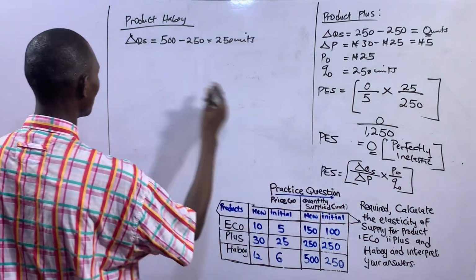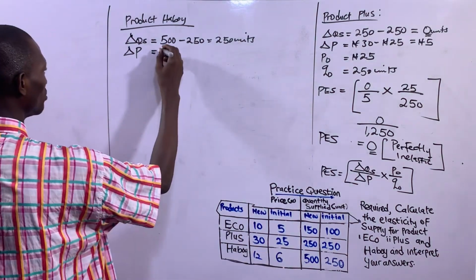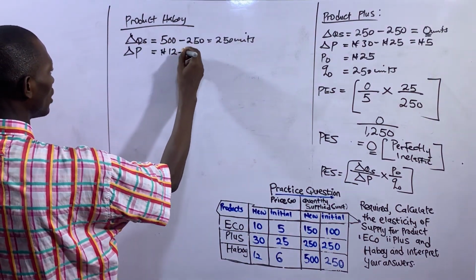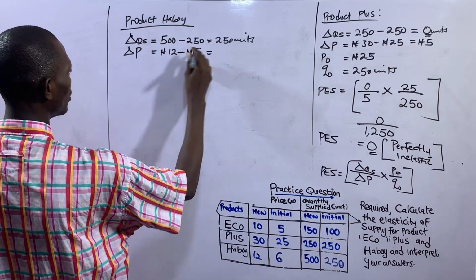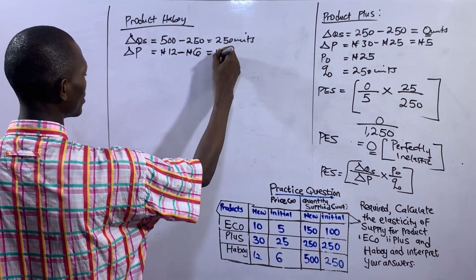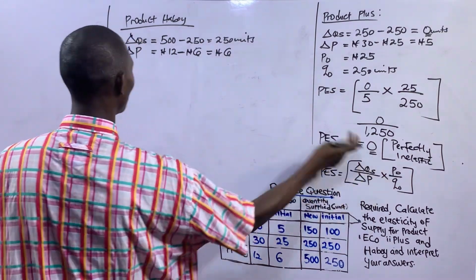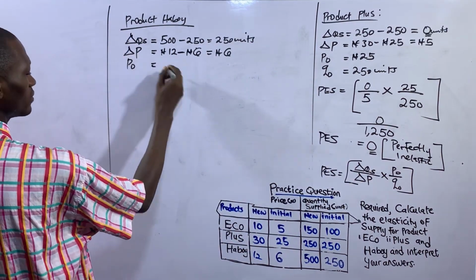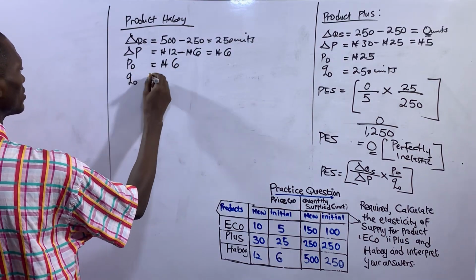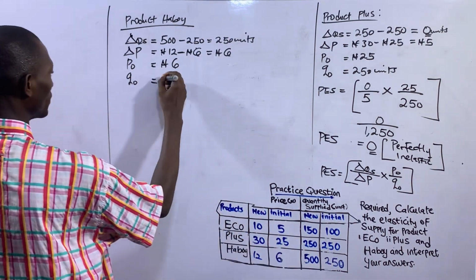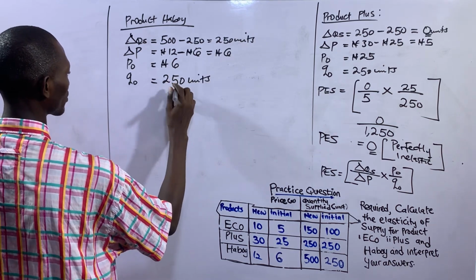Then change in price now. So change in price is given as new price minus old price. Don't forget, change is always new minus old. So 12 minus 6, that gives us 6 naira. Then the old price is given as 6 naira. Then old quantity is given as 250 units.